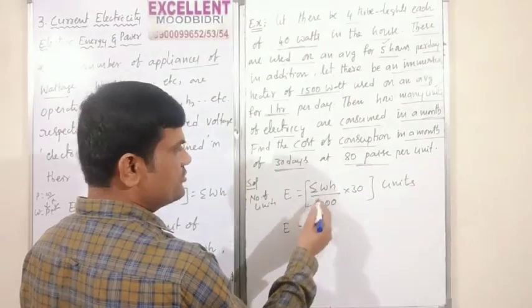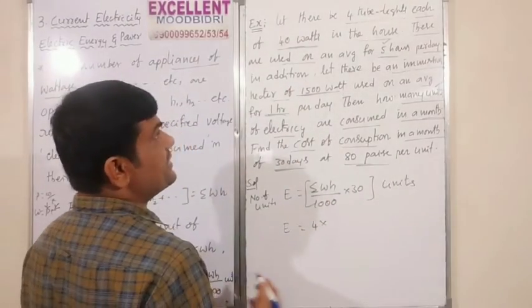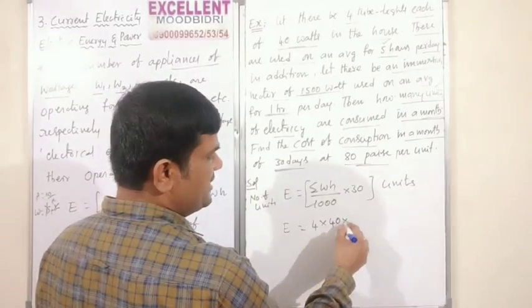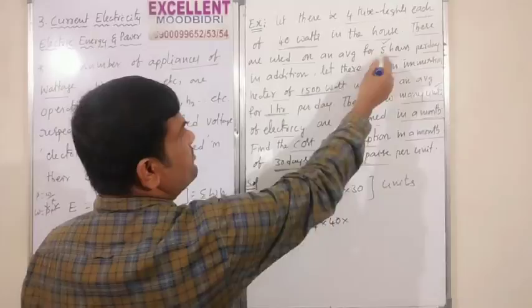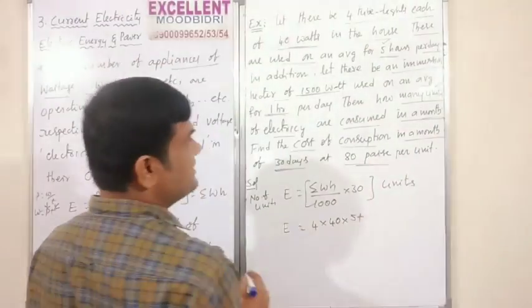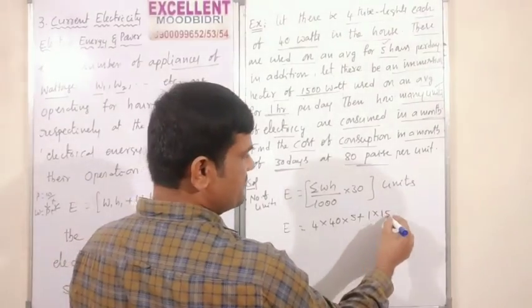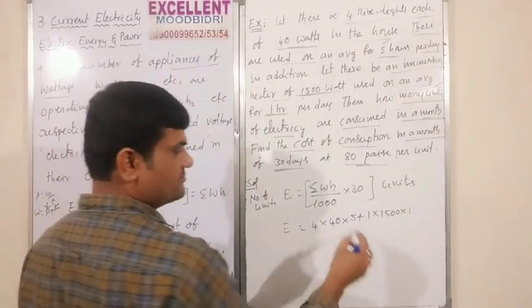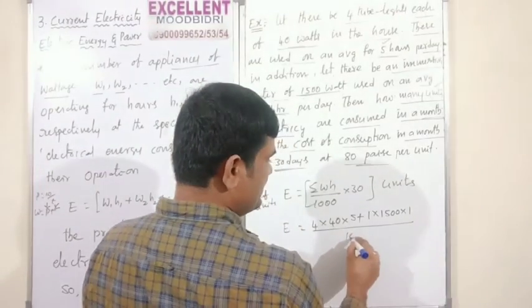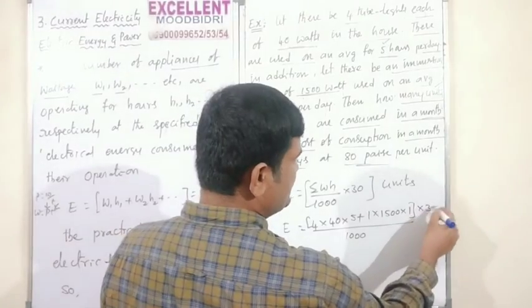E is equal to summation W into H. How many tube lights are there? 4. Each tube light how many watts? 40. How many hours? Per day 5 hours. Plus the immersion heater, 1500 watts, for 1 hour per day. Divided by 1000, into 30 days.